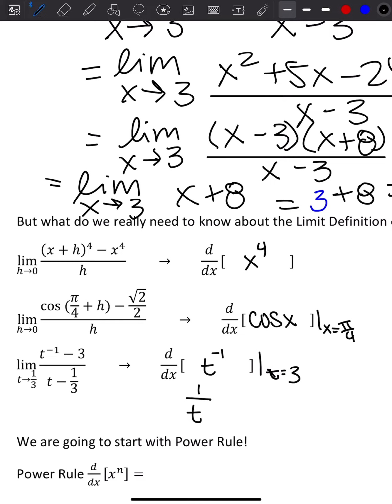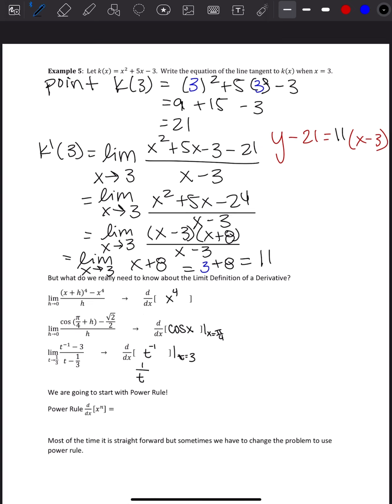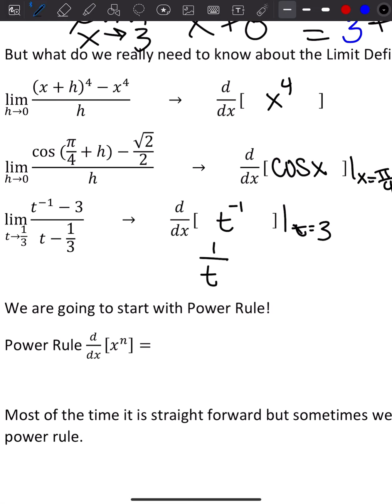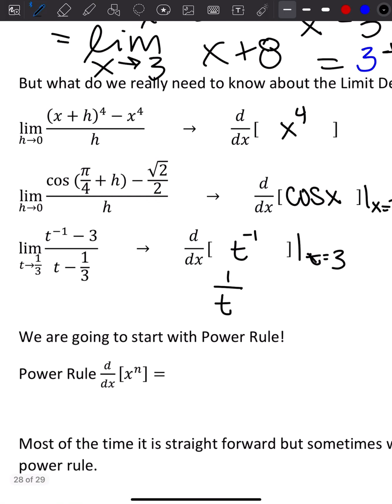So this is the most that we're really going to need with the limit definition of a derivative. Most of the time they're multiple choice questions, so it really isn't that big of a deal. So what we're going to go with is power rule. Power rule is the basis of most derivative rules. It's really our bread and butter of a lot of things. It's right up there with chain rule.